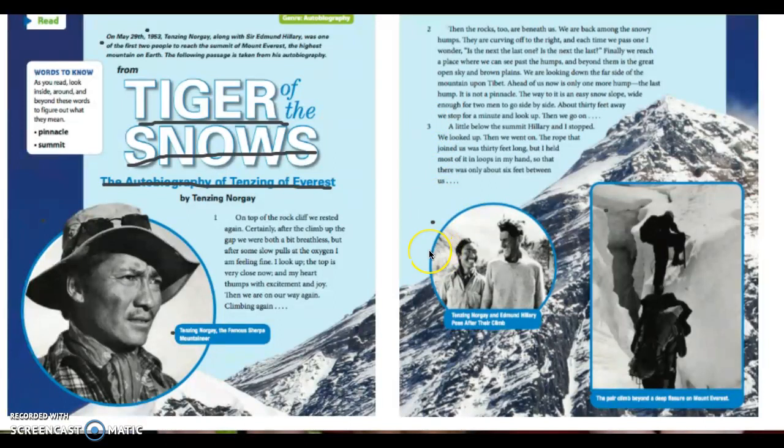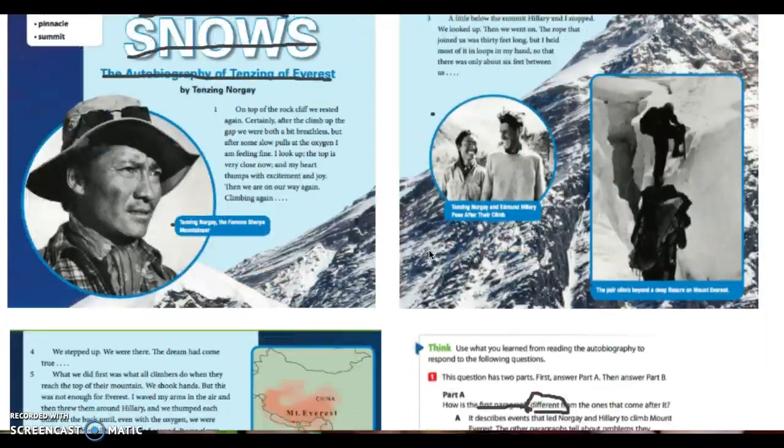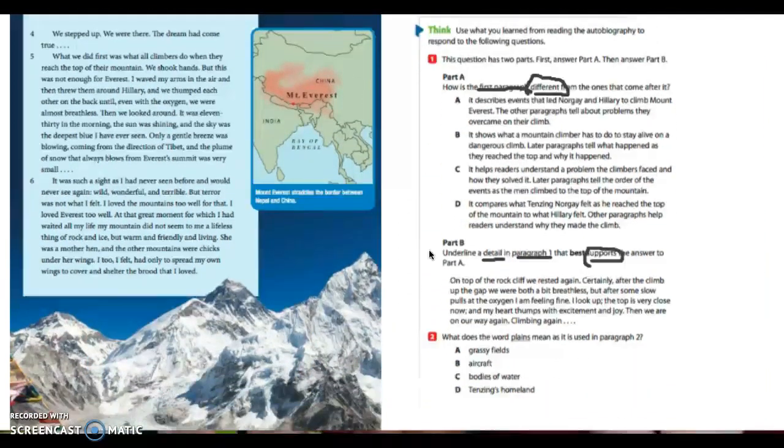I look at the photo and I see 2 people, and it says Tenzing Norgay and Edward Hillary pose after their climb. In the next photo, I see 2 men. They're climbing. It looks like they're climbing a pretty dangerous and steep hill. So that's something for us to think about. The caption here says the pair climb beyond a deep on Mount Everest. Next page, paragraph 4.